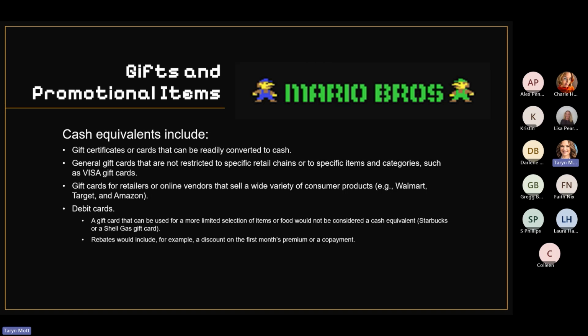Cash equivalent includes gift certificates or cards that can be readily converted to cash. General gift cards that are not restricted to specific retail chains or specific items and categories, such as Visa gift cards. Gift cards for retailers or online vendors that sell a wide variety of consumer products, such as Walmart, Target, and Amazon. You cannot have a debit card. A gift card that can be used for a more limited selection of items or food would not be considered cash equivalent, such as a Starbucks or Shell gas gift card. Rebates would include, for example, a discount on the first month's premium or a copayment.